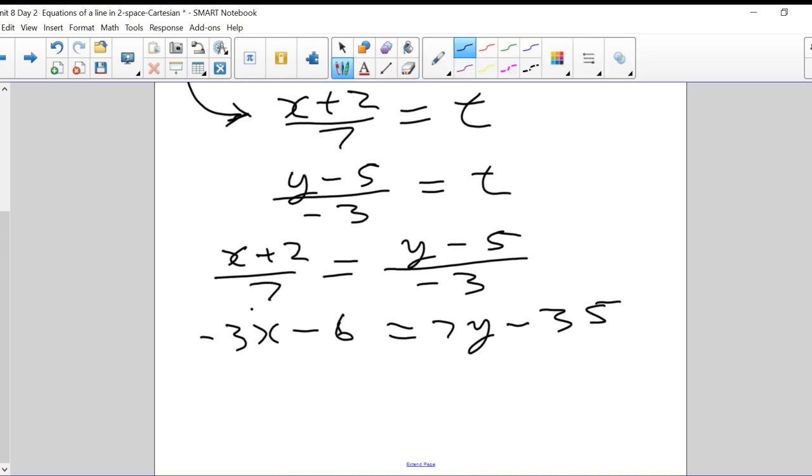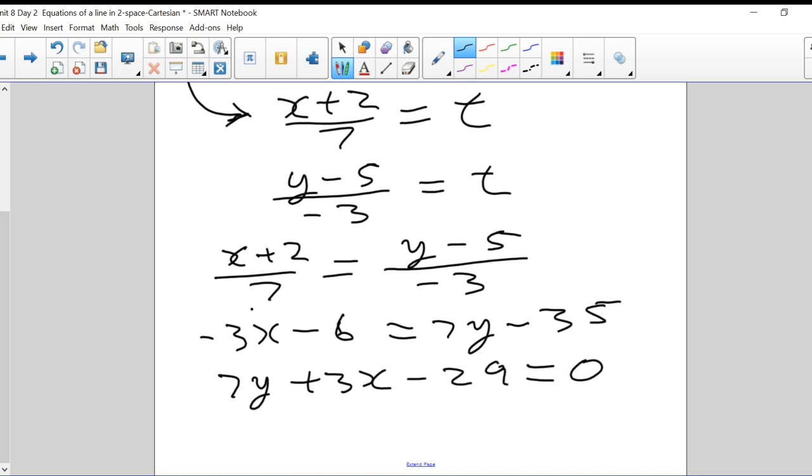7 times y, 7y, 7 times minus 5, minus 35. Okay. So all I'm going to do now is put everything together on one side, and then we have our standard form equation. So I'm going to have 7y plus 3x. All right, I'm putting everything on the right side. I'm going to have minus 35 plus 6, which would be, I guess, minus 29 equals 0.